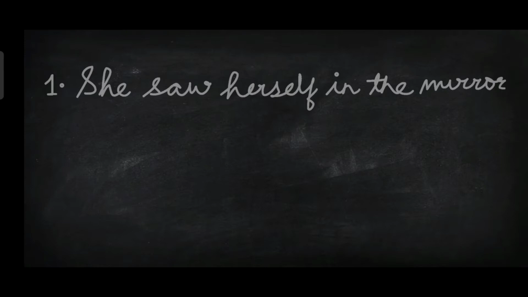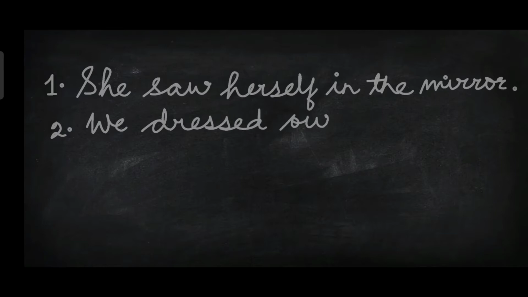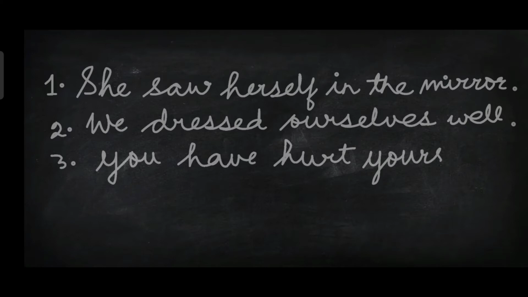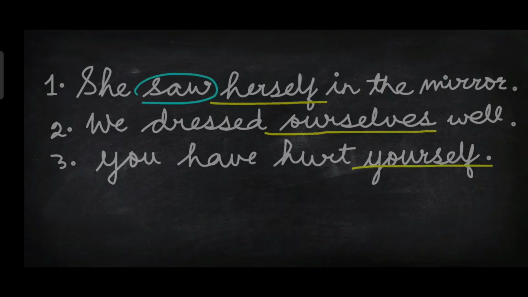Let us read sentence number 1. She saw herself in the mirror. Then, sentence number 2. We dressed ourselves well. Let's read sentence number 3 also. You have hurt yourself. So, in the first sentence, underline herself. In the second sentence, underline ourselves. In the third sentence, underline yourself.